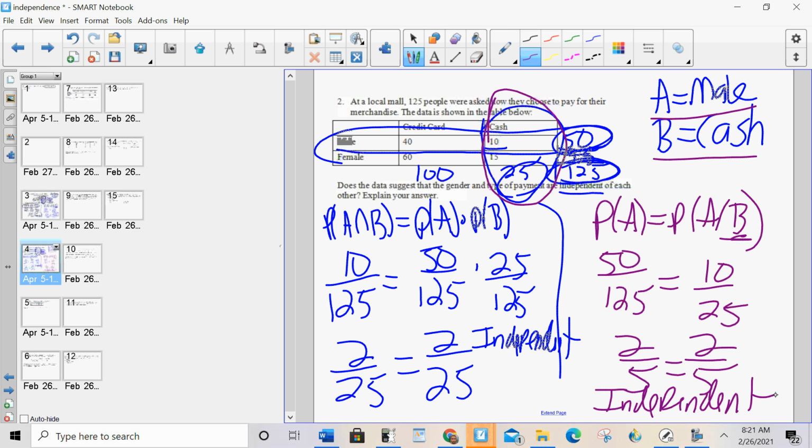All you're doing is determining if the left-hand side equals the right-hand side. Once you set them up, just pop them into your calculator. If they're the same, they're independent. If they're not the same, then they're not independent. That's really all there is to this. There's going to be some little twists later on, but for the most part, if you know how to do it, you get it right.